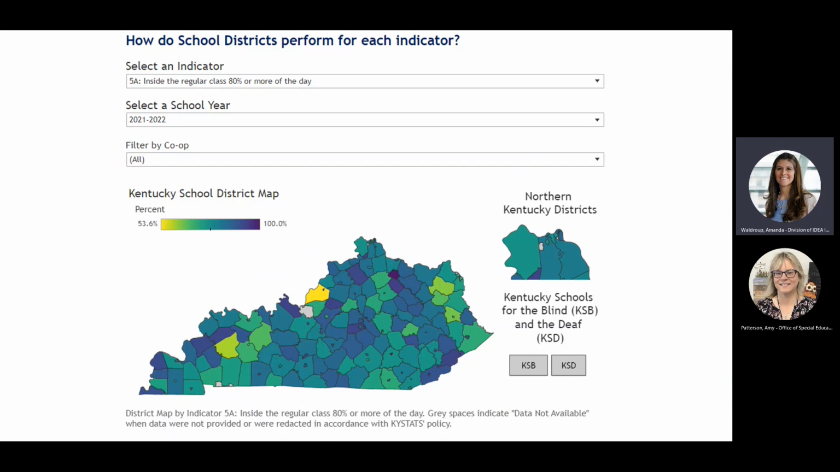What you're looking at here is indicator 5A, and it shows each district within the state for the 2021-2022 school year. You can mouse over the district and see what percentage of students in the district make up indicator 5A.